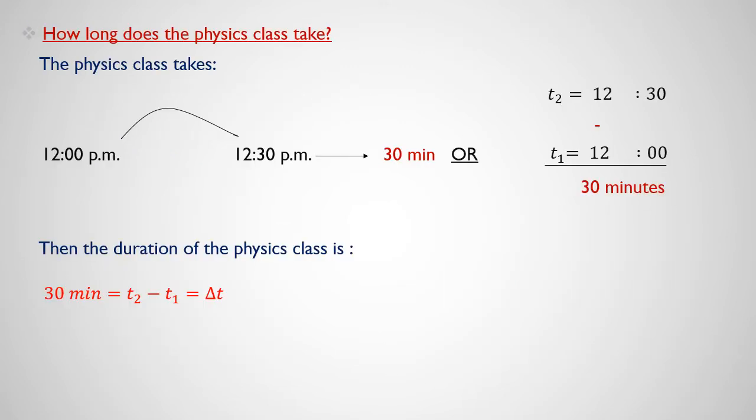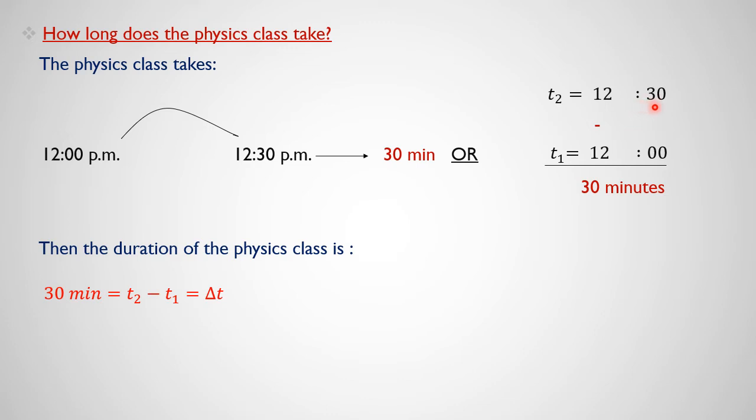Now let's move to this question. How long does the physics class take? The physics class takes 30 minutes, since it starts at 12 p.m. and ends at 12:30 p.m. So here we have 30 minutes between 12 and 12:30. You can make this small operation in order to know the time the physics class takes. You put first the time T2, which is the final instant, here 12:30. Then you put T1, which is the initial instant, which is 12. And you subtract the two instants.